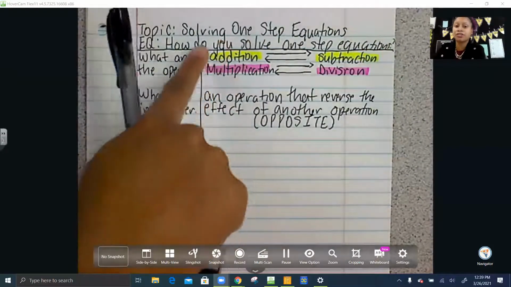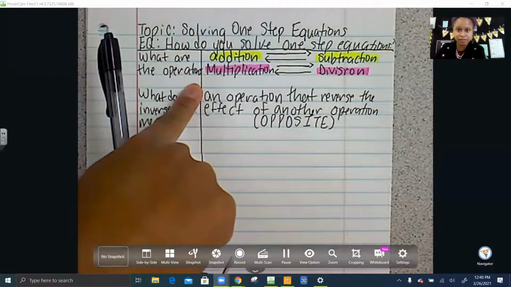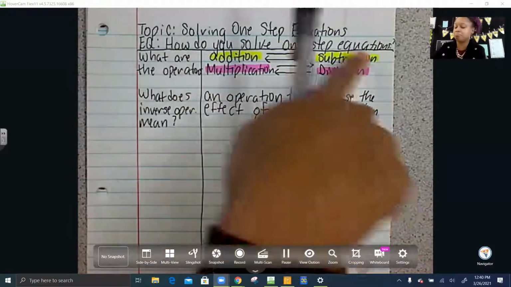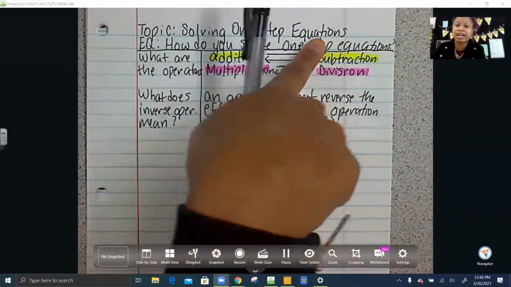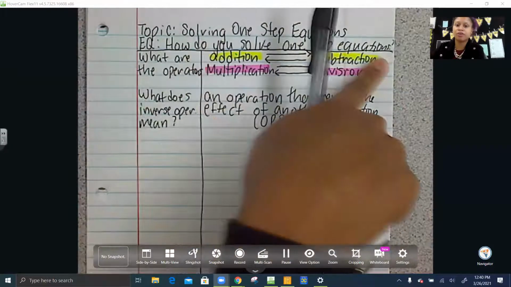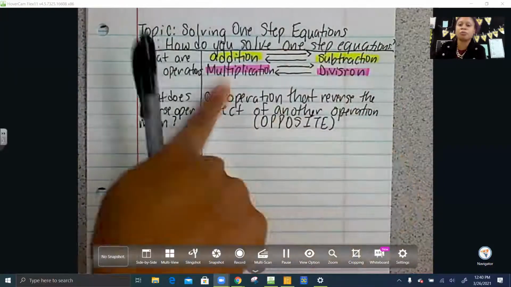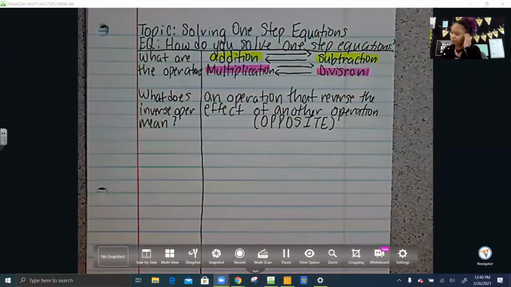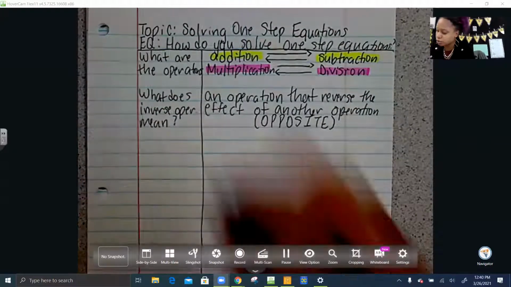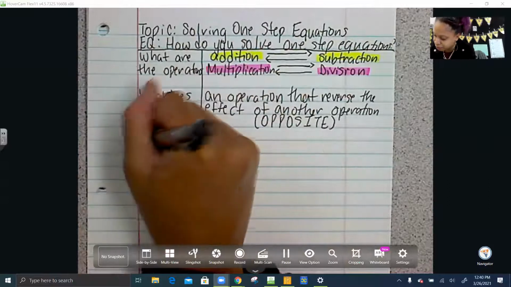So the inverse operation of addition is not multiplication, or the inverse operation for division is not subtraction. The inverse is addition to subtraction or multiplication to division and vice versa. All right, so that's what we needed to know from there. Now we're going to talk about the different types of one-step equations, so the types of problems that you'll see.